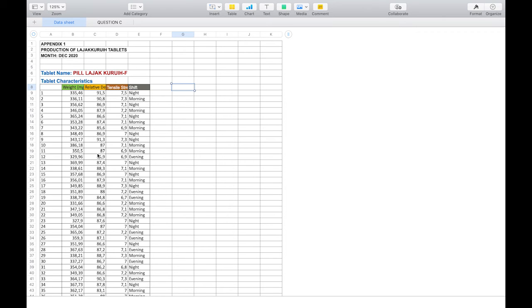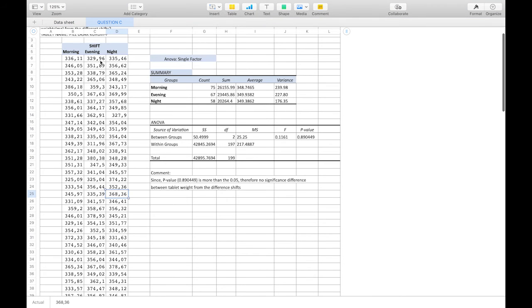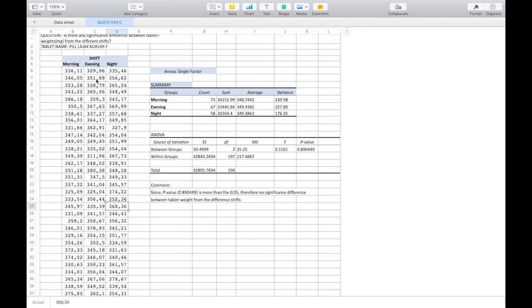Here's the data that we were provided prior to this presentation. We were given tablet name LajakKuruih F, and here's the data. This data is then sorted by its weight and its shift, and here's the sorted data that we have come up with. Then, by using ANOVA, which is an add-on analyzing tool provided by Microsoft Excel, we found that the p-value is 0.890449, derived by using the ANOVA add-on.